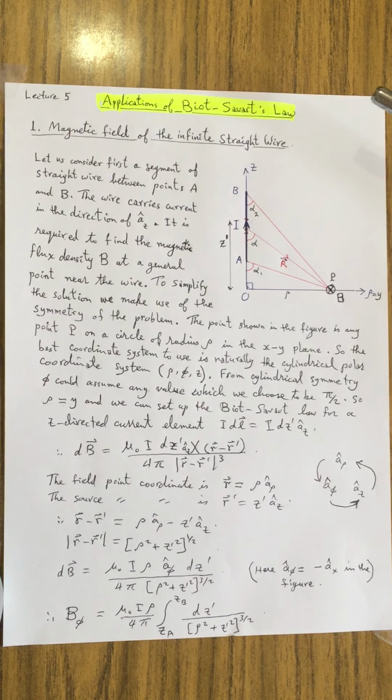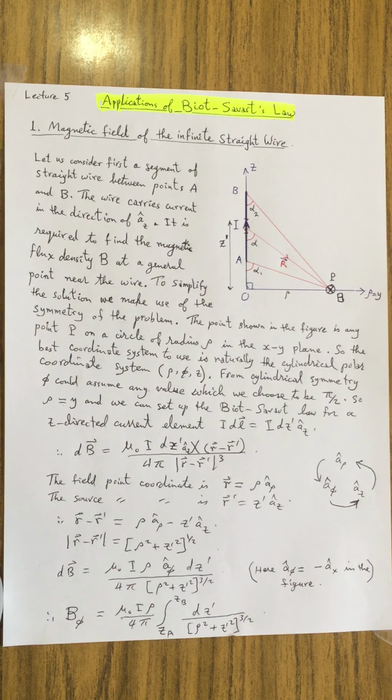Let us consider first a segment of a straight wire between points A and B along the x-axis. The wire carries current in the direction of a_z. It is required to find the magnetic flux density B at a general point near the wire. To simplify the solution, we make use of the symmetry of the problem. The point shown in the figure is any point P on a circle of radius ρ in the xy plane.